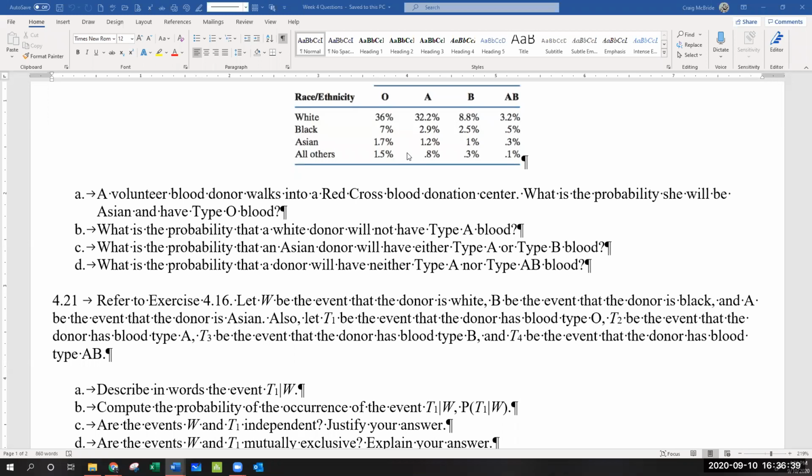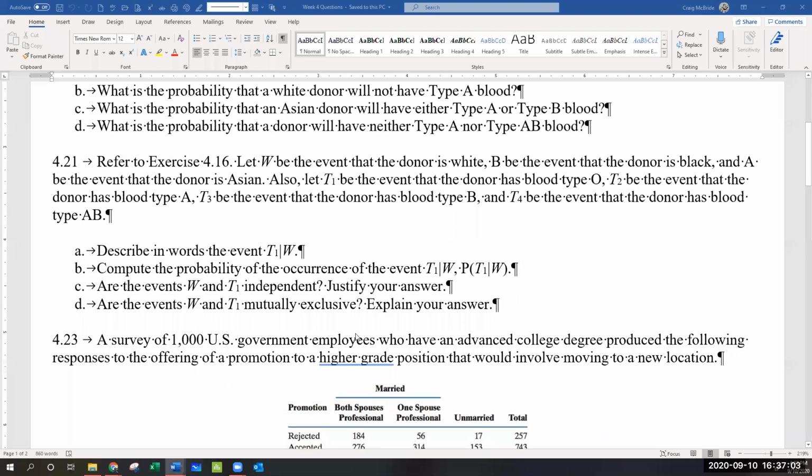Now, as far as mutually exclusive is concerned, that just means, is there such a thing as an overlap? Can you be both things at the same time? And of course we can. We can see 36% of the population is both white with type O blood. So there is an intersection, and it doesn't equal 0. Therefore they're not mutually exclusive. So that's how we would tackle 21.